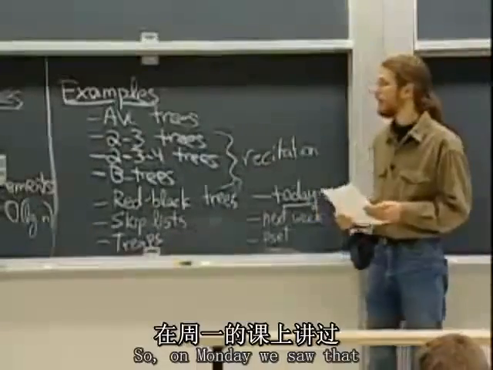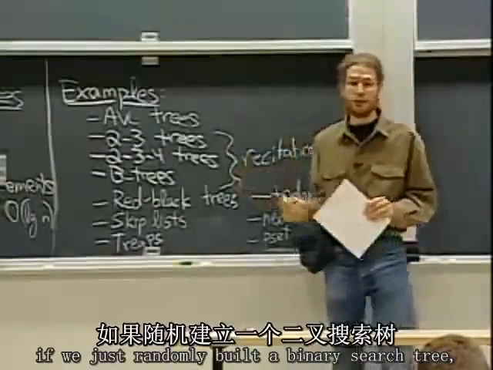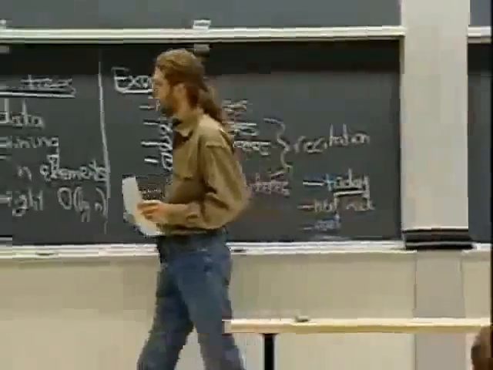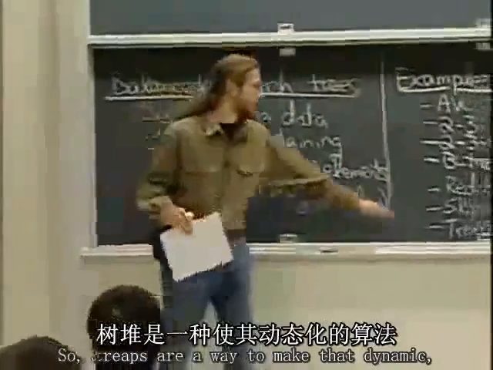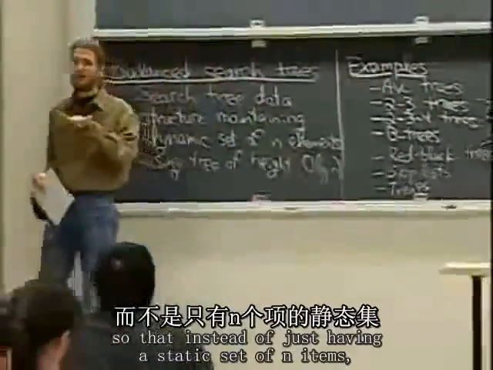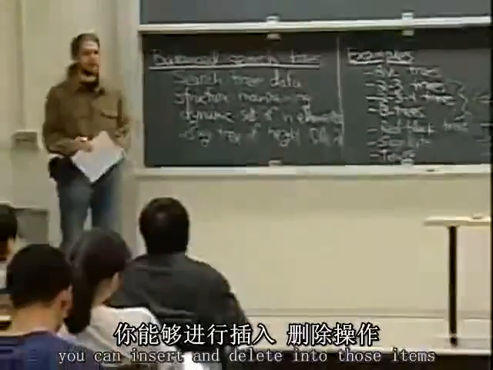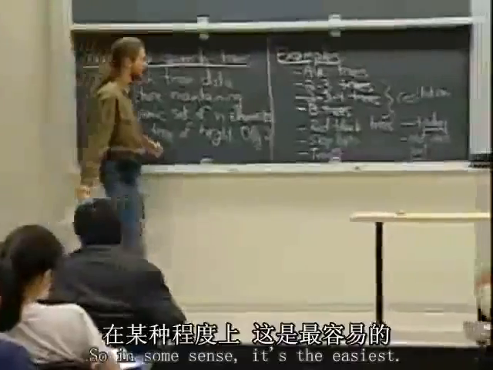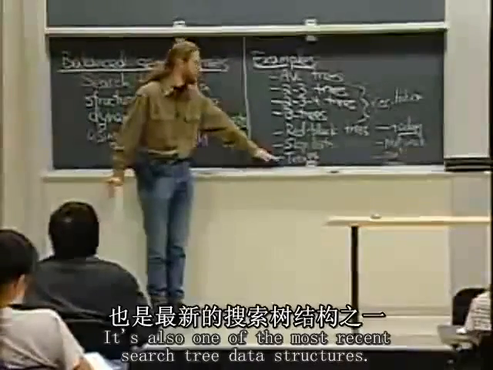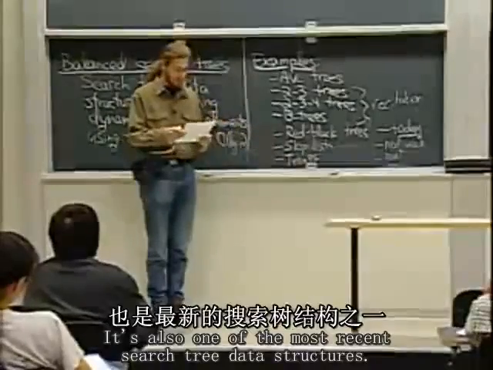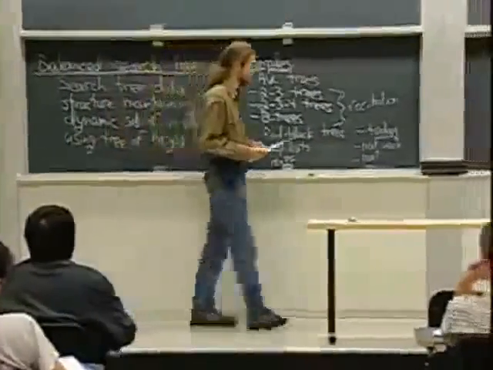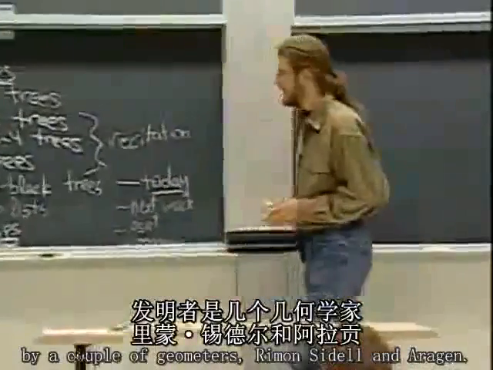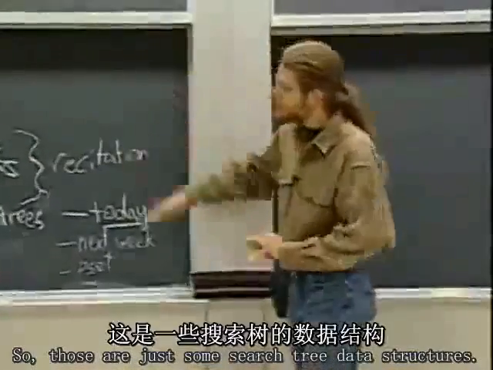On Monday, we saw that if we just randomly built a binary search tree, it's going to have log n height most of the time, in expectation. So treaps are a way to make that dynamic, so that instead of just having a static set of n items, you can insert and delete into those items and still effectively randomly permute them and put them in a tree. So in some sense, that's the easiest. It's also one of the most recent search tree data structures, invented in 1996 by a couple of geometers, Seidel and Aragon. So those are just some search tree data structures.